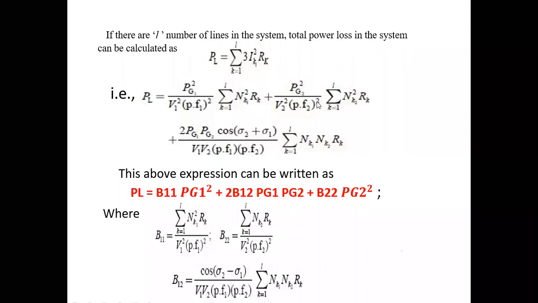Similarly, in this one, what is the value of B22 other than P2 square? Similarly, in this one, what is the value of B12 other than PG1 and PG2? So like this, we can write B11, B22, similarly B12. So this is the case when we are taking only 2 power plants.